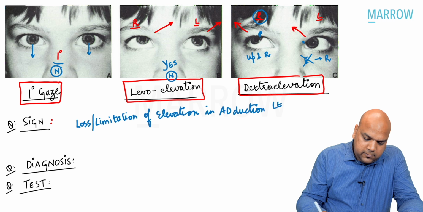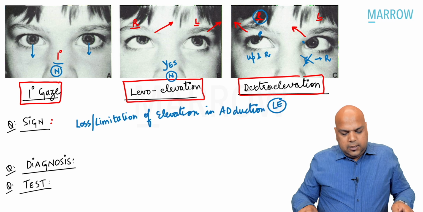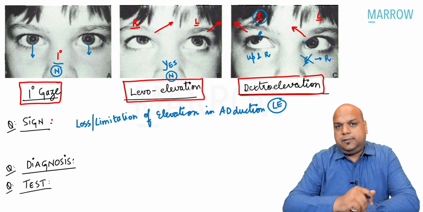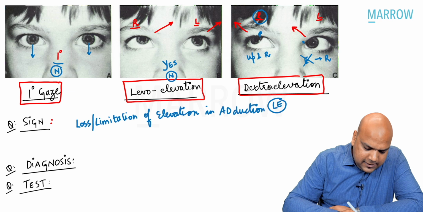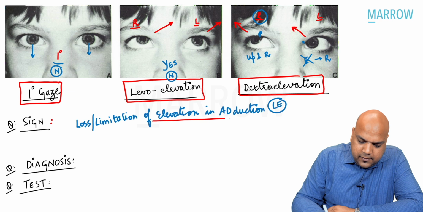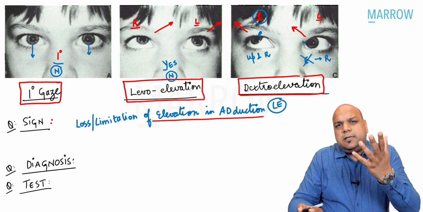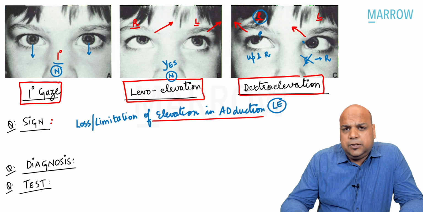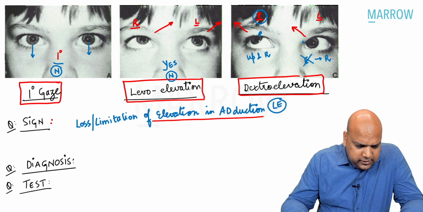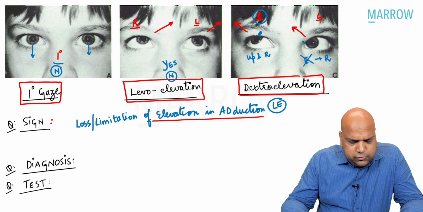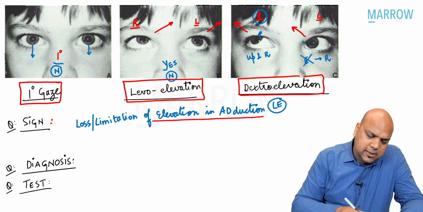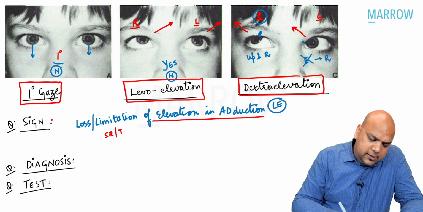Obviously, which eye are we talking about? We are talking about the left eye. So left eye, there is loss of elevation in adduction. Now, if there is loss of elevation in adduction, which muscle has the function of elevation in adduction? They're talking about elevation. So elevation is done by two muscles. What are the two muscles elevation is done by? Superior rectus and inferior oblique.